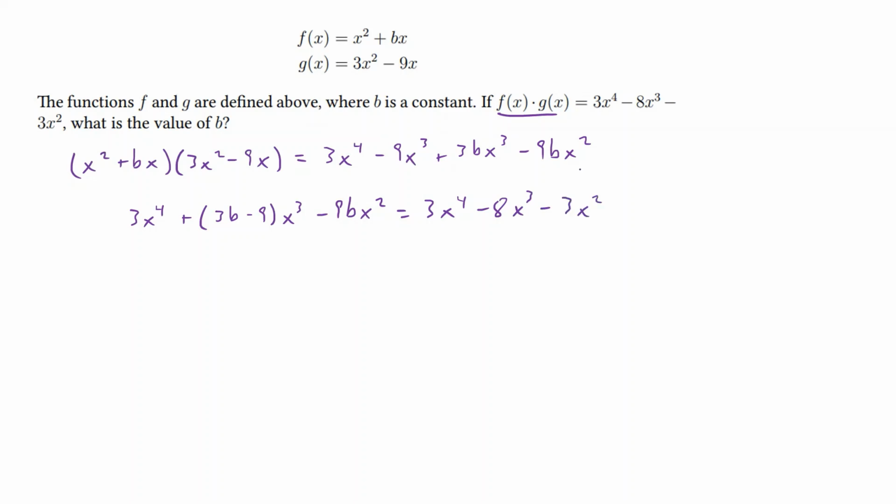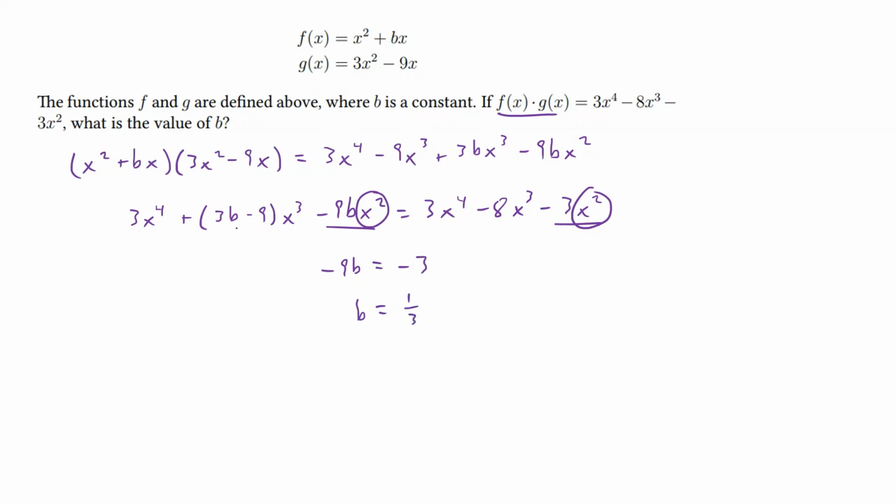Let's take the easier coefficient and deal with x squared. Since these coefficients must be the same because the equation is true, we have that minus 9b has to be the same coefficient as minus 3, because both are the coefficient of the x squared term. Dividing both sides by -9 yields 1/3.